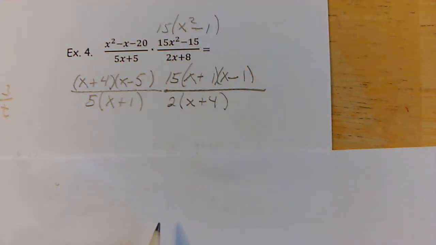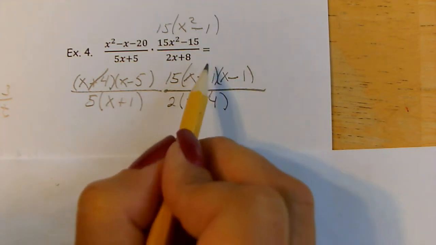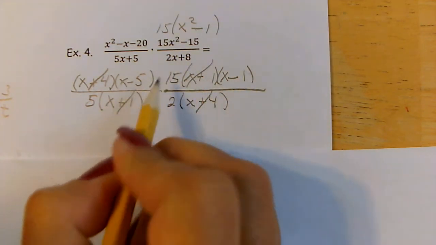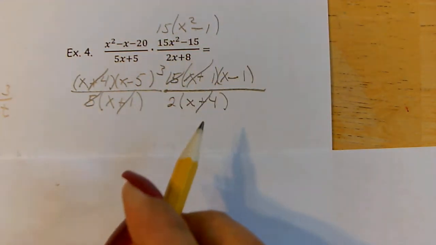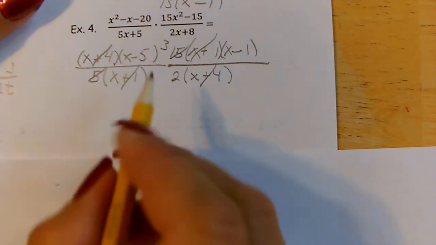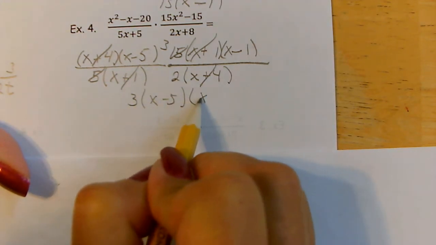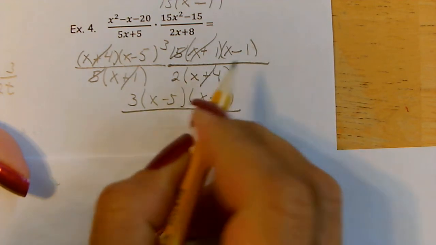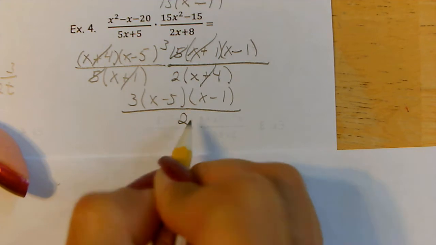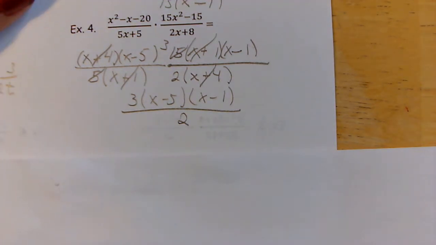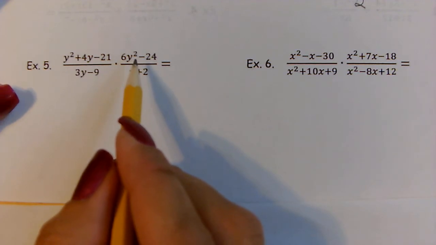And now I'm going to simplify everything I can. Have this factor divides out, this divides out. 15 divided by 5 is going to be 3. So we're left with 3, x minus 5, x minus 1 in the numerator, and 2 in the denominator. The next example, I have to factor everything completely.